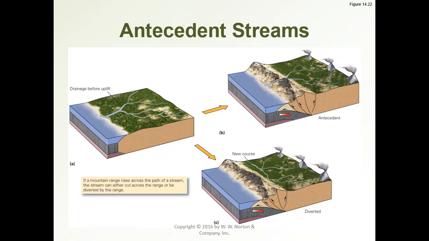If we have uplift occurring with streams, we can actually have two different types of streams forming. So if we have a stream that is eroding as uplift is occurring, that's called an antecedent stream. So that means that it's eroding through the material as it's uplifting, and so we create a pass in this material. If the stream isn't able to keep up with erosion, it will actually change its pathway, its course, and won't cut through the material.